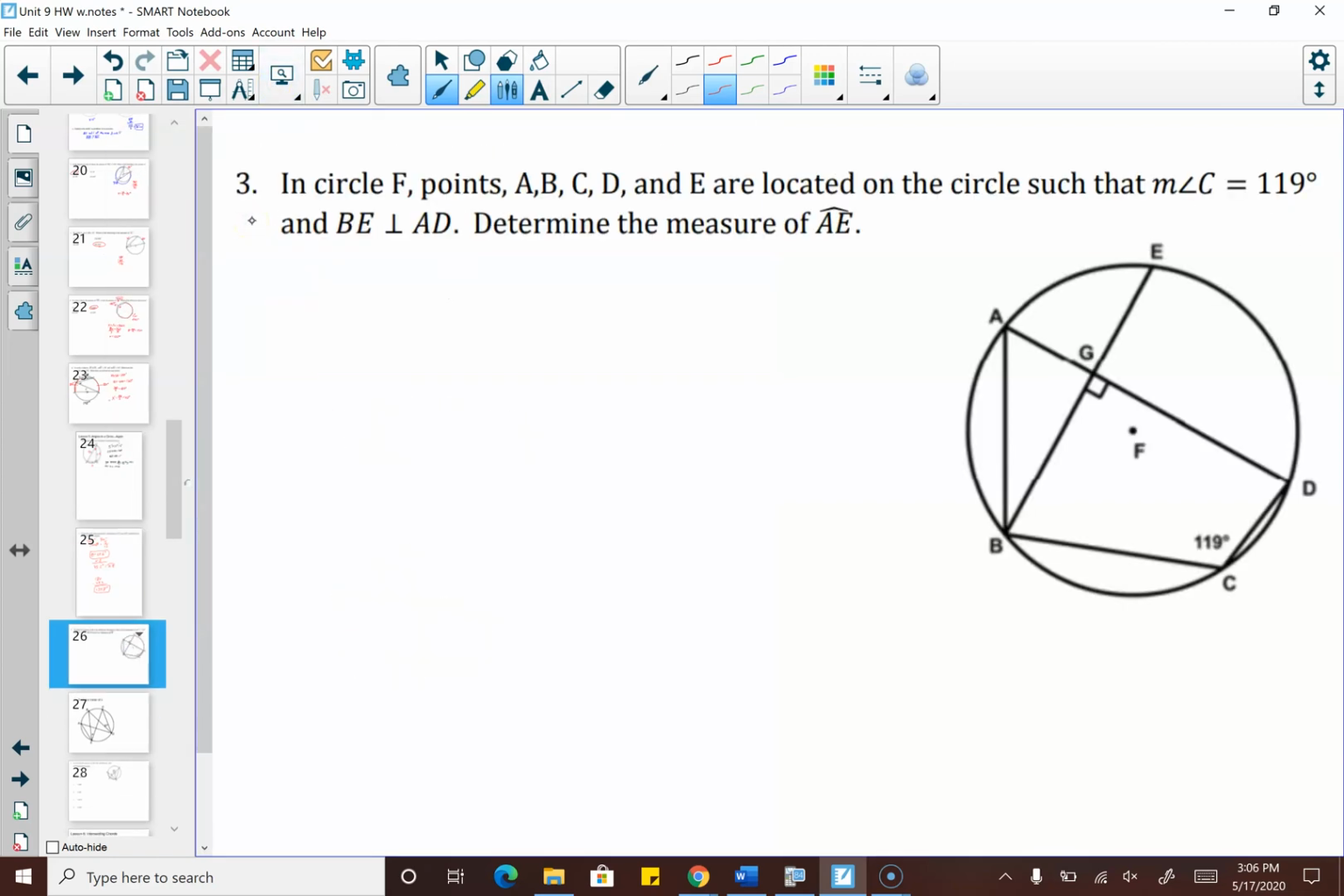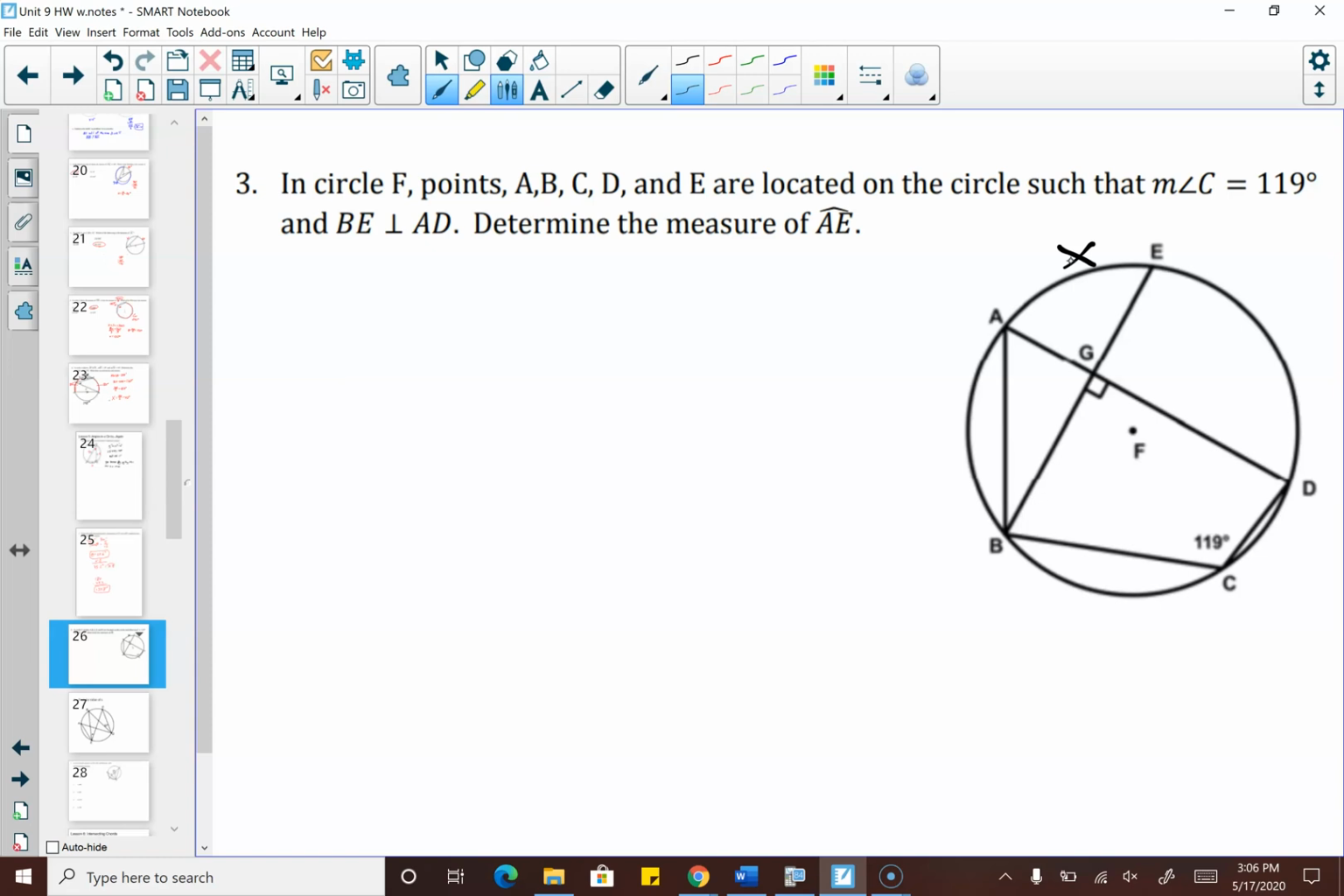In circle F, points A, B, C, D, and E are located on the circle such that angle C is 119 degrees, and BE is perpendicular to AD. Determine the measure of arc AE. So they want this one right there.